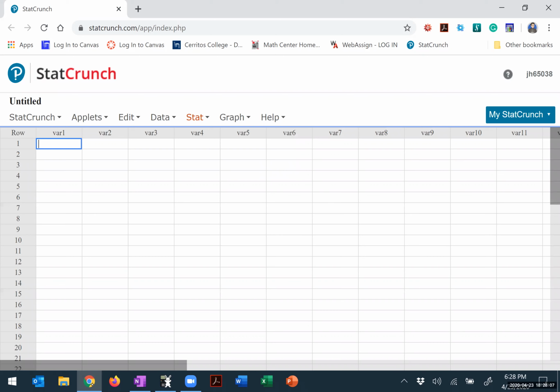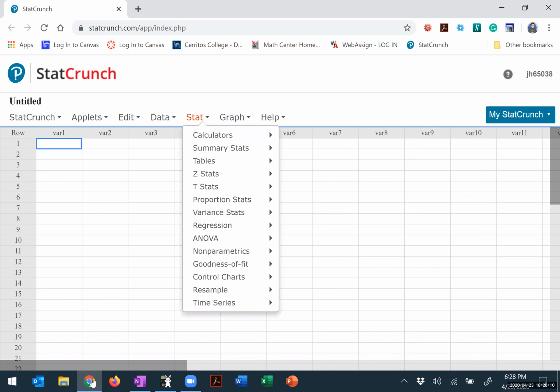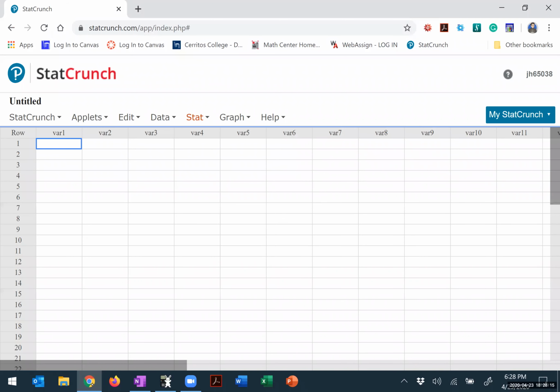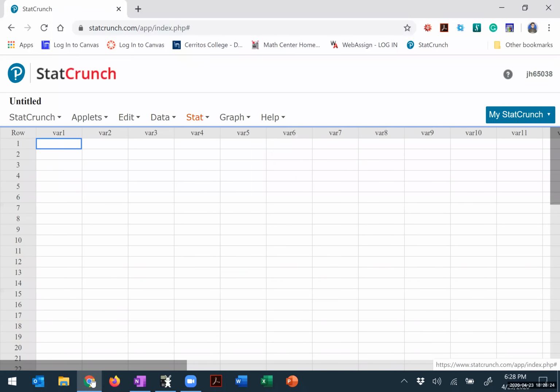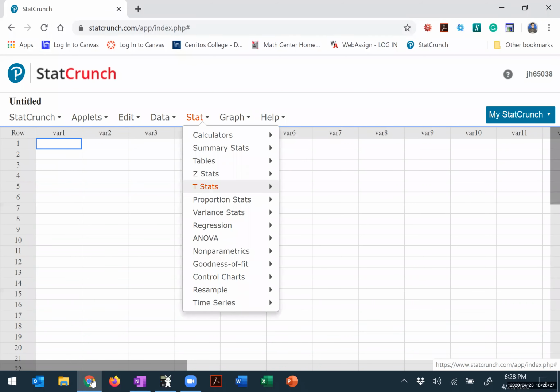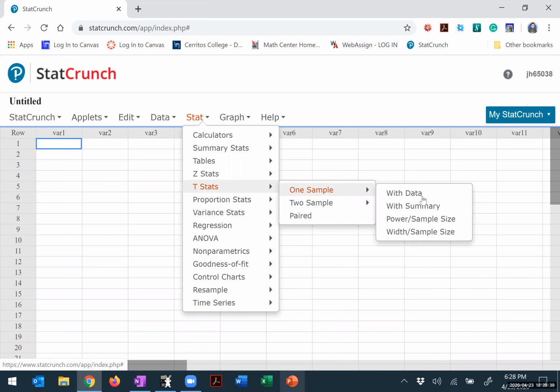So let's go to Stat, then T Stats. Let's try that again. Stat, T Stats. Oh my gosh. Is it going to work? Okay, forget it. I'm just going to use my mouse. T Stats, one sample with summary.